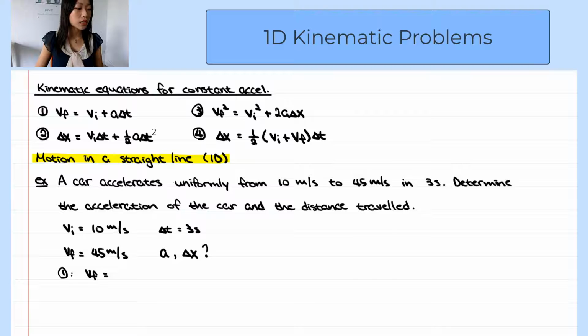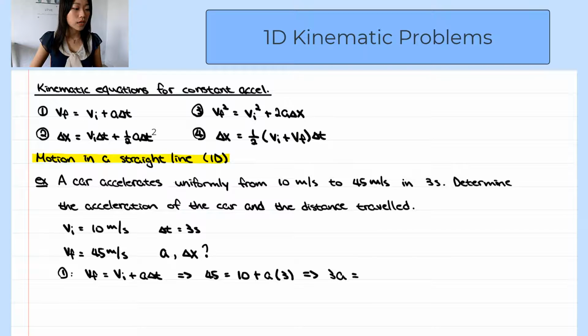Final velocity equals initial velocity plus acceleration times delta t. We substitute the knowns we have. Final velocity is 45 equals initial velocity, which is 10, plus acceleration times delta t, which is 3. Now we can isolate for the acceleration. 3a equals 45 minus 10, that is 35. So acceleration is 35 over 3, and the unit is meter per second squared.